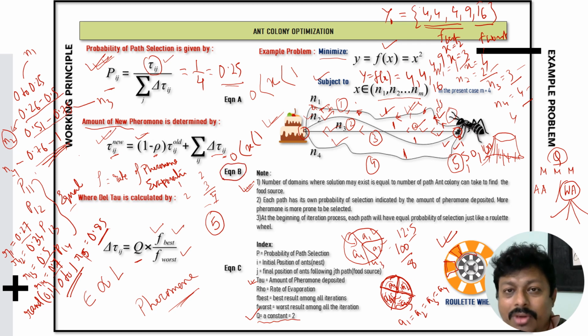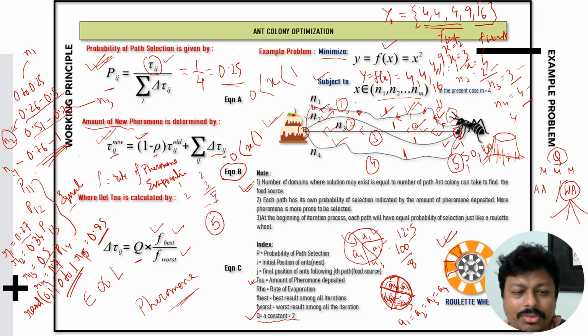What is this formula? 1 minus rho multiplied by the old pheromone plus summation of del T. Summation of del T means here 5 ants are there. So 5 ants have deposited 5 different amounts of pheromones. So the summation of all those pheromones will be given here. Ultimately how it will be given I am coming to, but let us calculate this equation now.